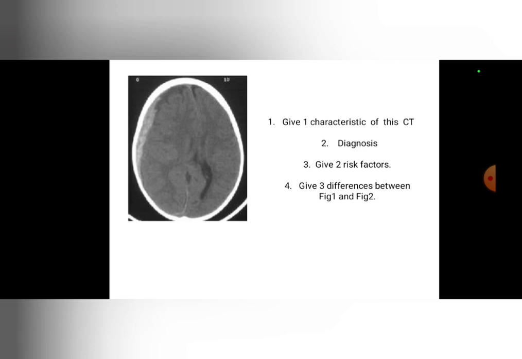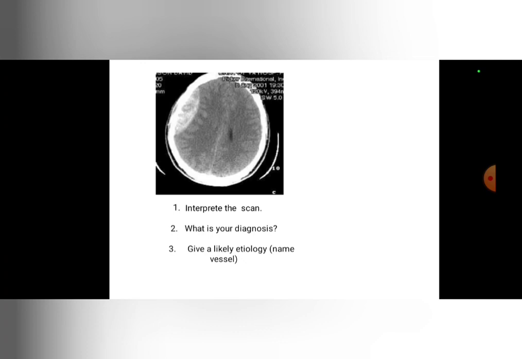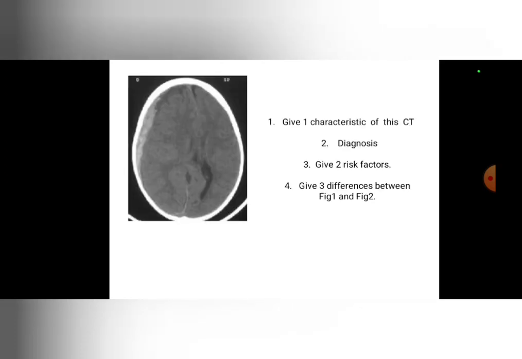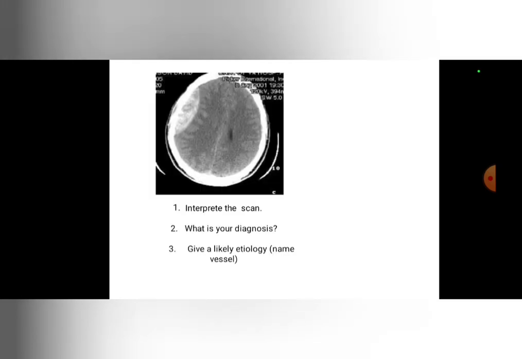Now the next one is: give three differences between figure 1 and figure 2. In figure 1, which was above, you have a biconvex shape, and you see that it is much more localized on one aspect of the bone. So it cannot span all through the skull like this second diagram. You see that this one is expanding and has a wide spread, while this one is just localized on a particular bone. So it does not span all through the brain.